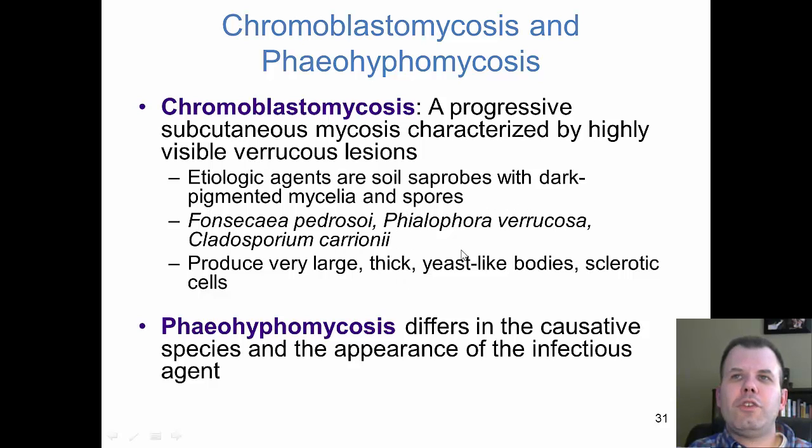Here are some of the species. It produces these very large, thick yeast-like bodies, sclerotic cells, and it causes these very large nodules growing on the skin and other parts of the body. Another one is phaeohyphomycosis, which is the causative species in appearance of the infectious agent. And again, it's another one that gets into the skin and subcutaneous layers, causing infection in these cases.